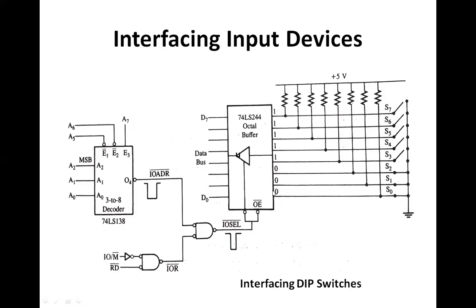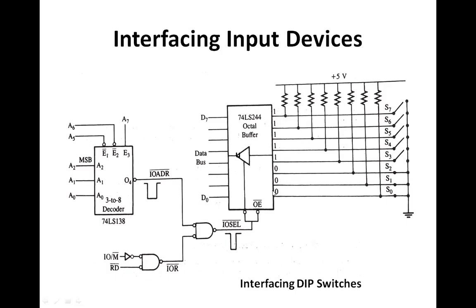So it means we are in requirement of 3 important things. One is the control signal, that is the input output read signal. Second important thing is the buffers which will be used for interfacing the port in case of input devices. And third will be the data which will be coming from the input device to be loaded into the microprocessor.